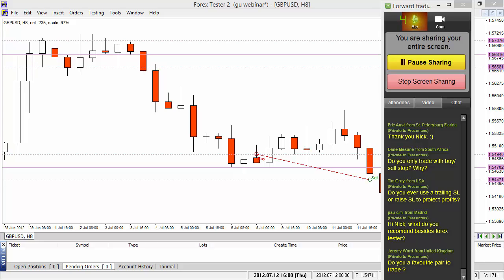What do I recommend besides Forex Tester? Honestly, I haven't really tried many of the options. There's a Simple Forex Tester or something like that. I think that hooks into MT4 and it's free, I believe. I could be wrong about that. But also Trade Interceptor has something called the Trader's Gym.